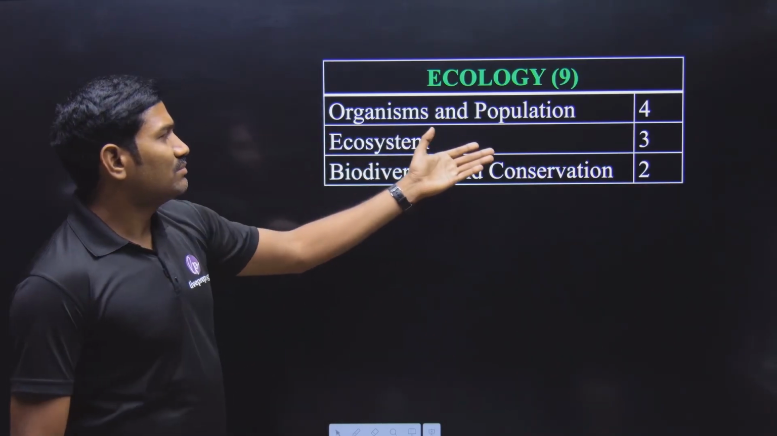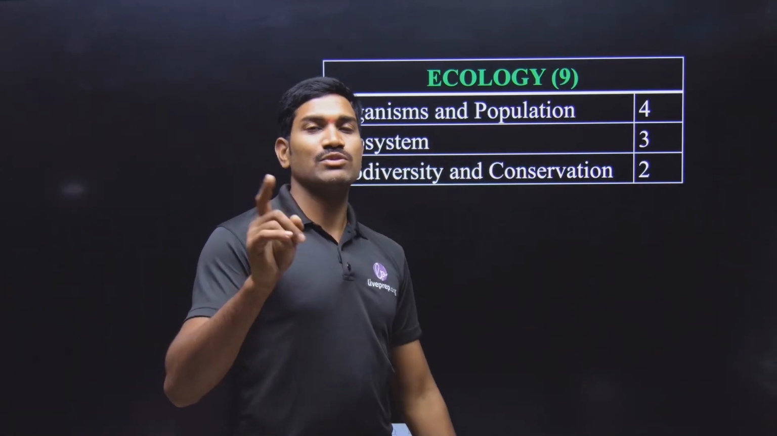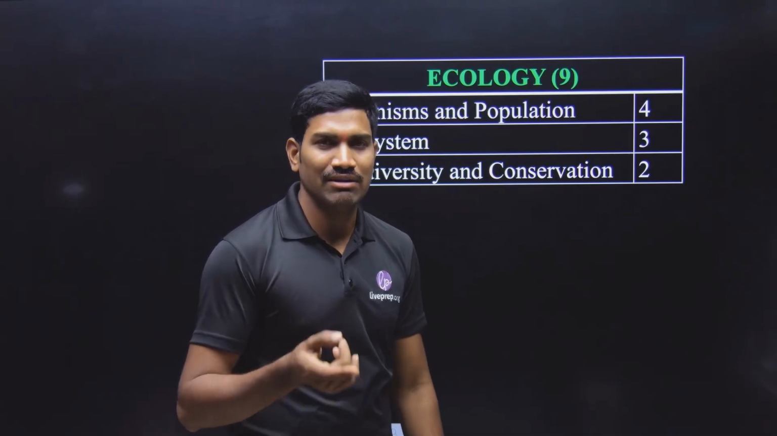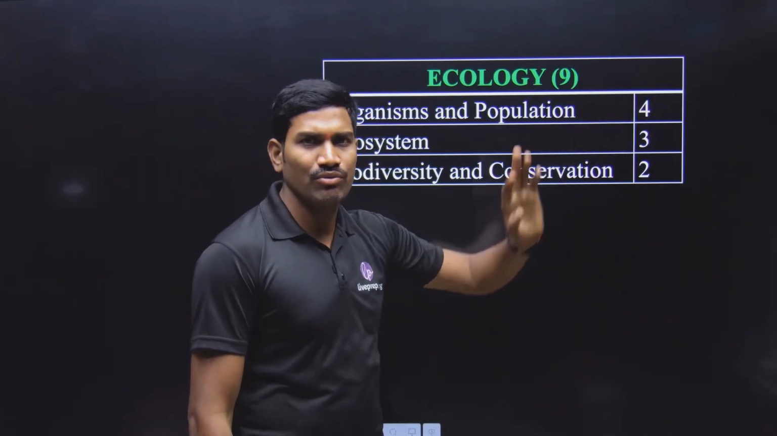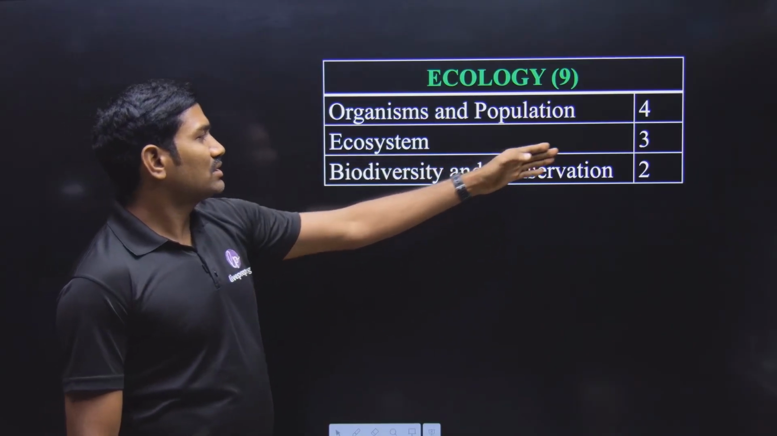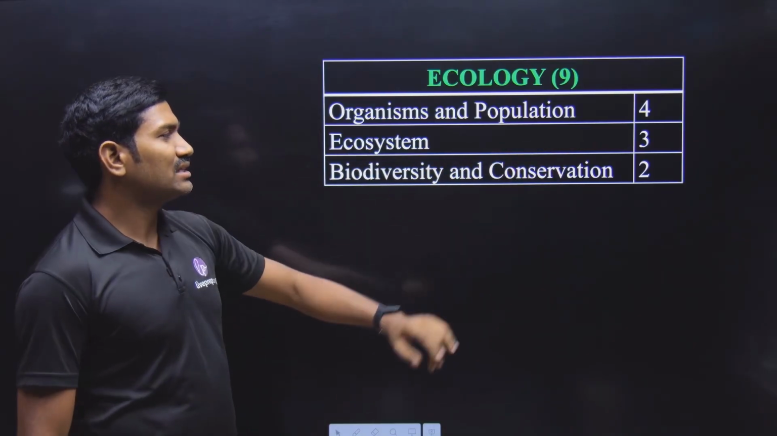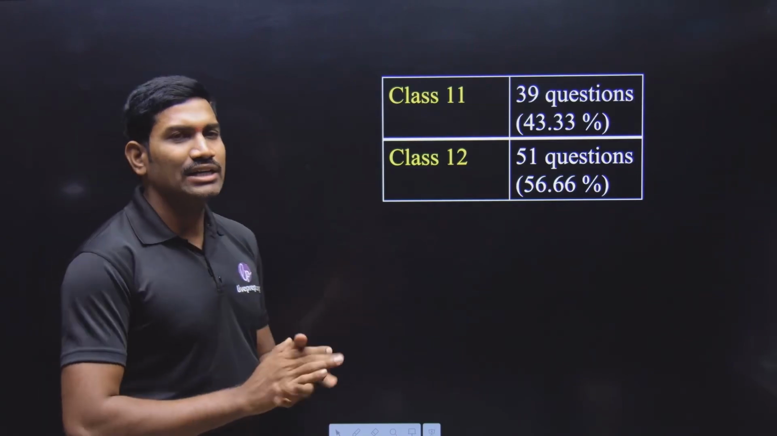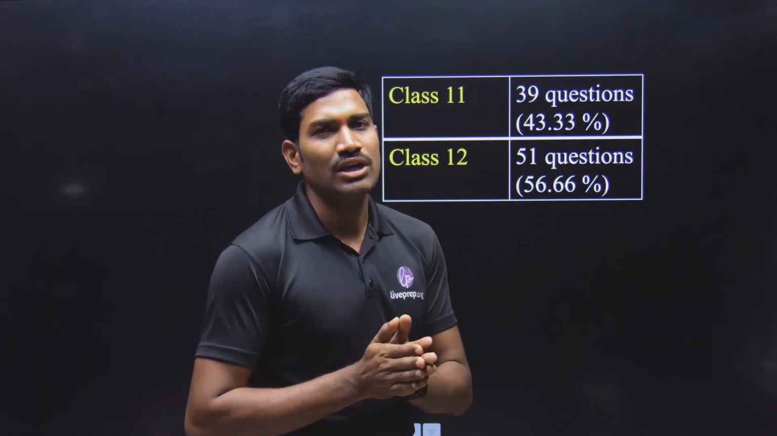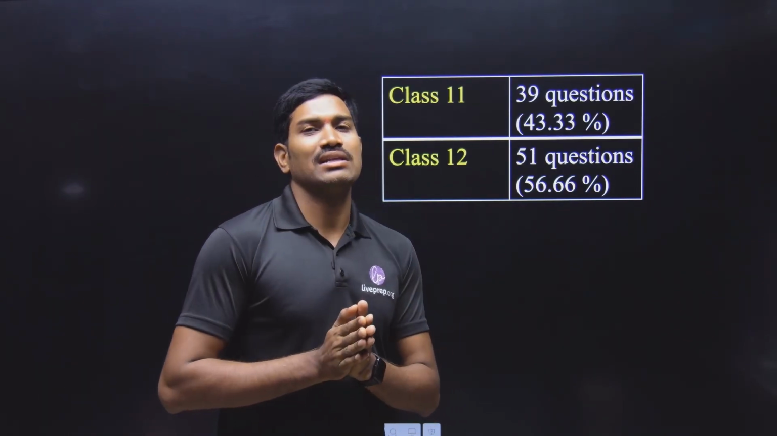Okay. So organisms and population, actually one question is with respect to that unit introduction regarding the scientist they have asked, but I have included that under the organism and population. So in this way, total 4 questions from that. And ecosystem, so 3 questions. Biodiversity and conservation, total 2 questions. So in this way, total 90 questions they have asked in this 2025 NEET biology examination.